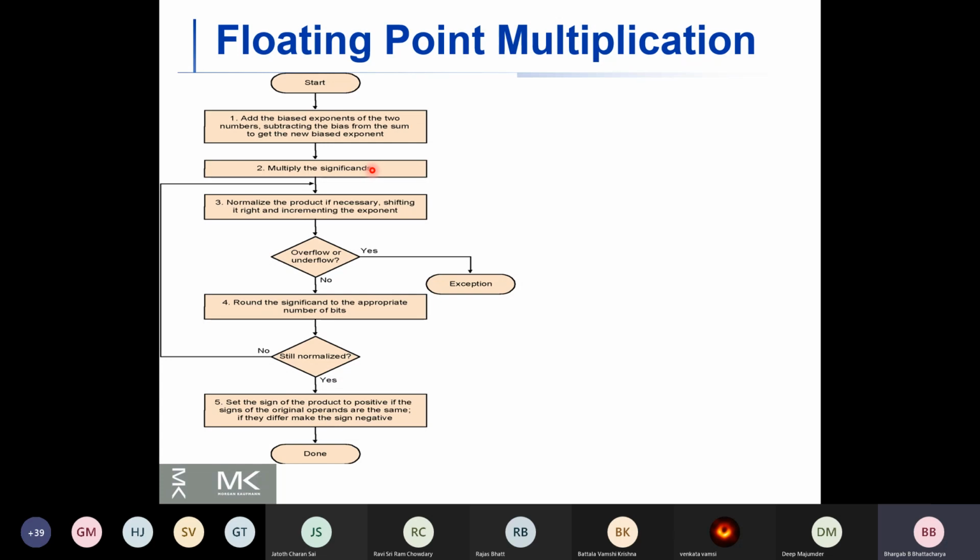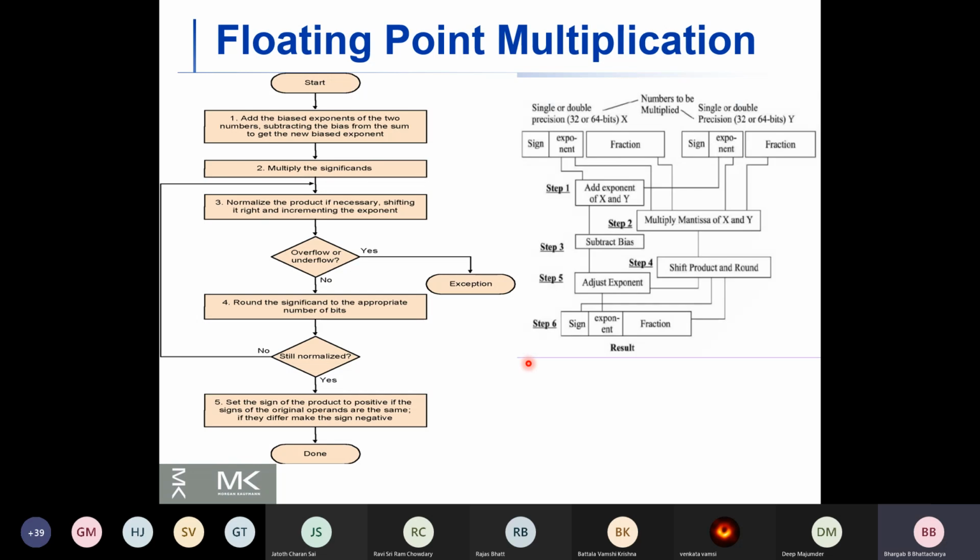And then you multiply the significands using integer multiplication, normalize the product if necessary, shifting right and incrementing the exponent. And see here, all you need to do is shift right. You don't need to shift left, because after multiplication the product is going to increase anyway. Overflow, underflow, yes, some exception. Otherwise, round the significand to the appropriate number of bits. Normalized, yes. Set the sign. Otherwise, repeat along this loop a couple of times until it becomes stable.